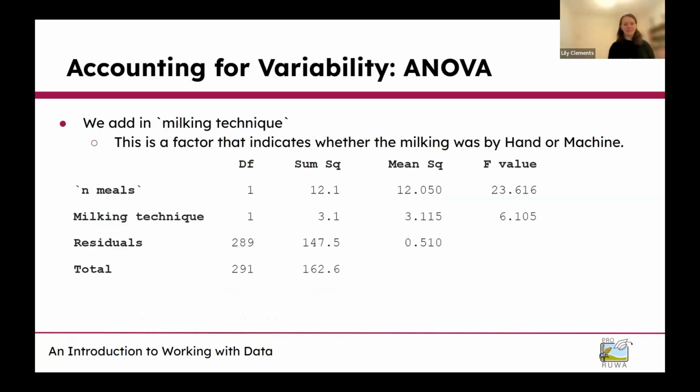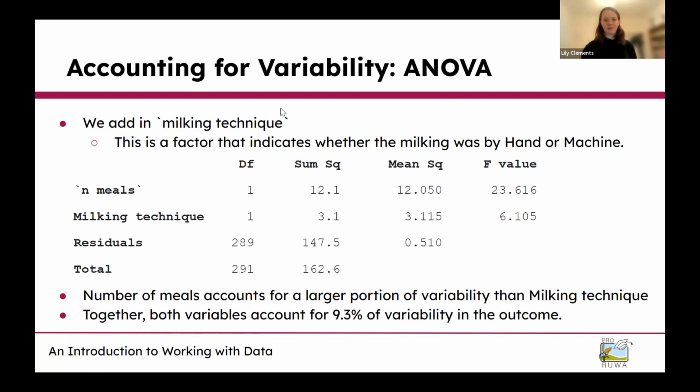And so now we've added in milking technique, and this indicates whether milking was by hand or by machine. And if we do this 12.1 plus the 3.1, we get 15.2. 15.2 divided by our total sums of squares of 162.6 means that together, both variables now account for 9.3% of variability in the outcome. So 9.3% of variability in the average milk production per cow.